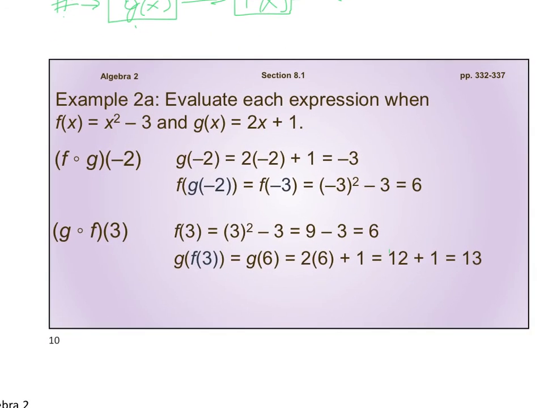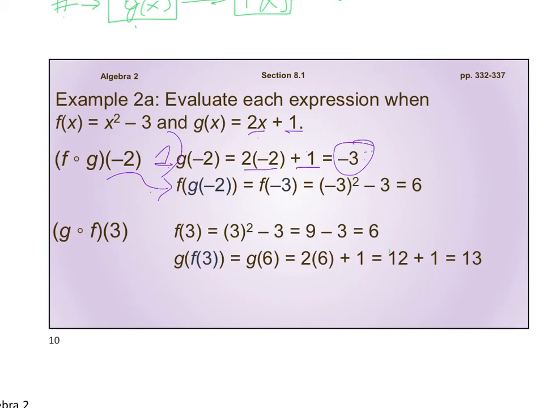All right, evaluate each expression when f of x is x squared minus 3 and g of x is 2x plus 1. Okay, so remember we rewrite this as f of g of negative 2. So first we're going to find the interior one. Okay, let me fix that. This should be a 1. First, we find g of minus 2. Well, we plug that in because it's 2 times whatever x is plus 1. So it's 2 times minus 2 plus 1. Negative 4 plus 1 is negative 3.